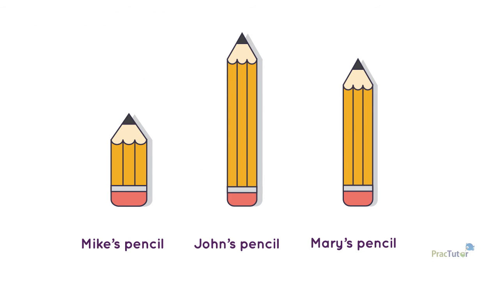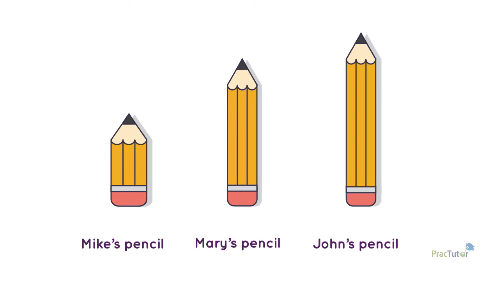Now, we can put the pencils in order from shortest to longest or from longest to shortest. Let's put these pencils in order from shortest to longest. Mike's pencil is shortest, so it comes first. Which pencil comes next? Mary's pencil comes next. Its length is in the middle, so we put it in the middle. That leaves John's pencil. It is the longest. Your pencils are now organized from shortest to longest.